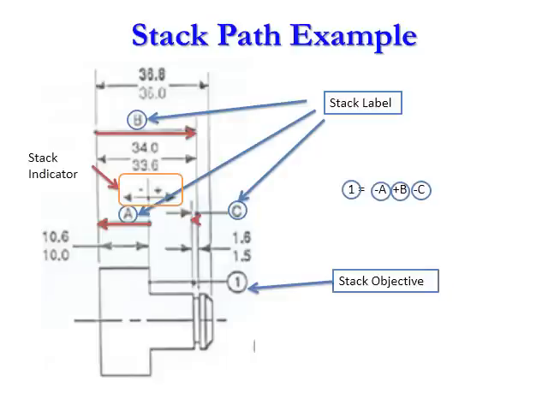Stack path example. The stack labels shown are A, B, C. A stack indicator with a positive and negative sign, and the stack objective, is marked here. Here we have to find out the maximum and minimum distance. And the stack objective in mathematical form: 1 equals minus B plus or minus A plus B, mathematical calculations.